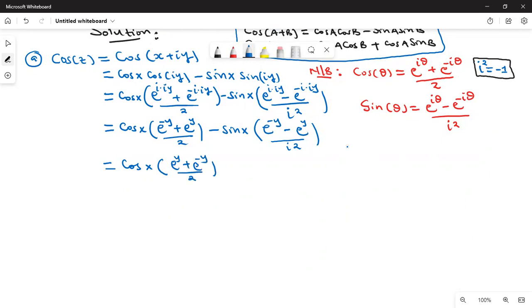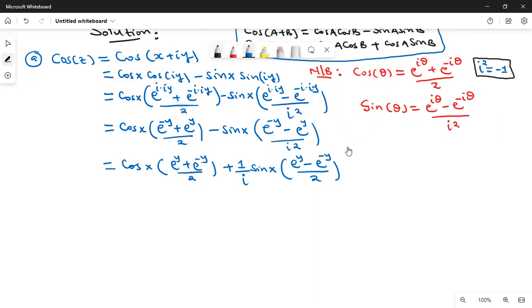Then I factor out -1 over i, which is the same as now positive 1 over i outside, then sine x. Then we have exponential y minus exponential -y. Then this is over 2. I factor out -1 over i, so we get positive.